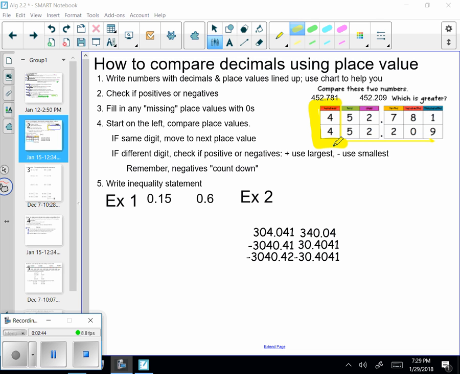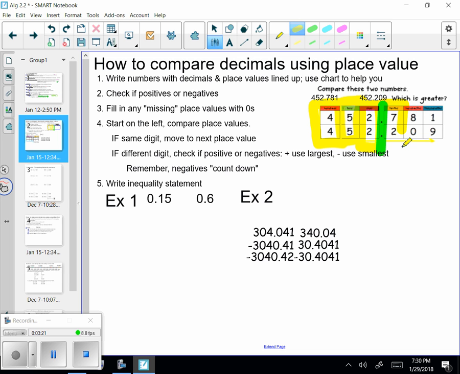Now we're going to start on the left. Starting in the hundreds place, there are 2 4s. It's the same digit in the same place value, so I'm going to move to the right, to the tens spot. I have 2 5s in the tens spot. Same digit, same place value, move to the right. I have 2 1s. Same digit in the same place value, so I'm going to move to the right. Notice we have hit our decimals here, and we are now moving into decimal numbers.